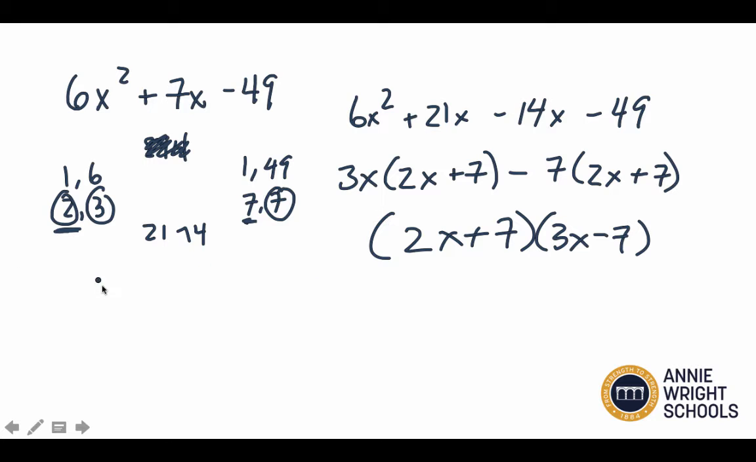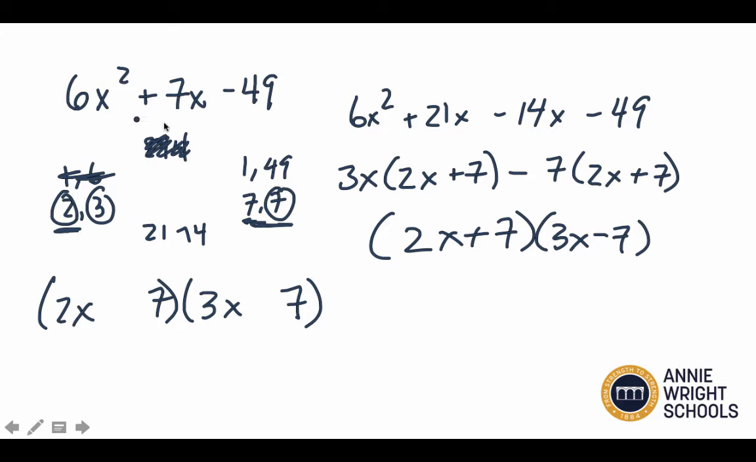Now take out that common factor, get 2x plus 7 times 3x minus 7. I would have come over here and said, okay, I know I need to get a 6x. That's a 2x and a 3x. That's the only way to get a 6x squared, or 1x and 6x, but I've already ruled those out as possibilities. Now the 3 has to multiply a 7, and the 2 has to multiply a 7. Because these two numbers are both 7, it doesn't really matter which one goes where.